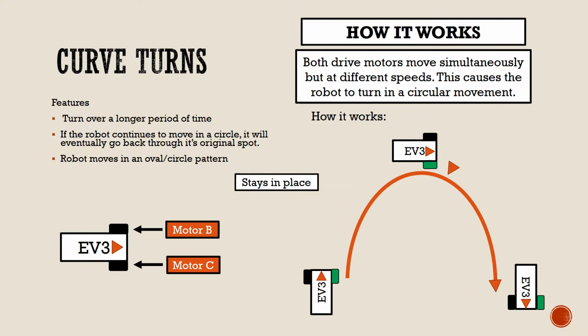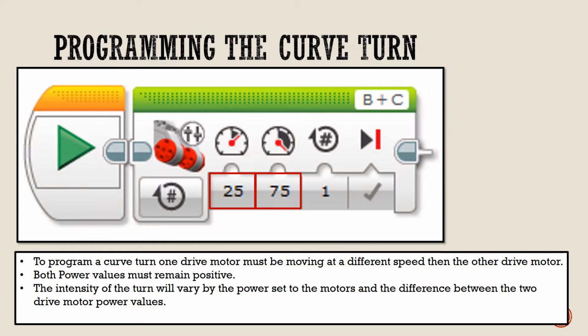During a curve turn, both motors move simultaneously at different speeds in the same direction, which makes the robot turn in an arc, circle, or oval. This turn causes the robot to turn over a longer period of time. To do a curve turn, we need to set the power of one motor to a higher power than the other motor. Change the rotations/degrees value to how much you want the robot to turn.